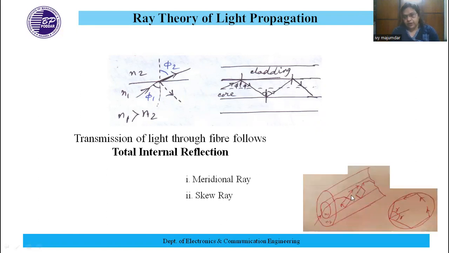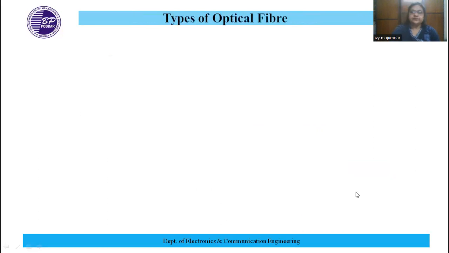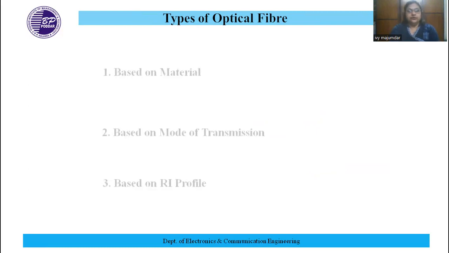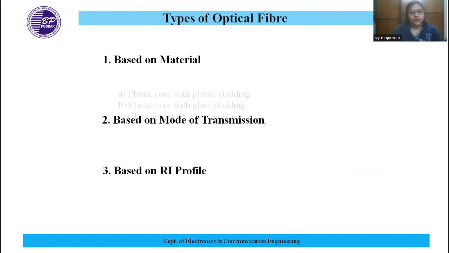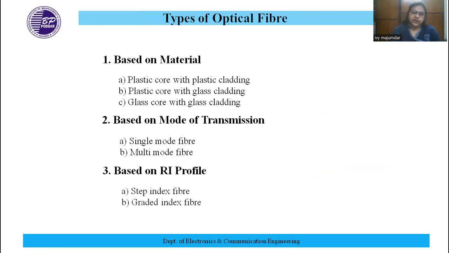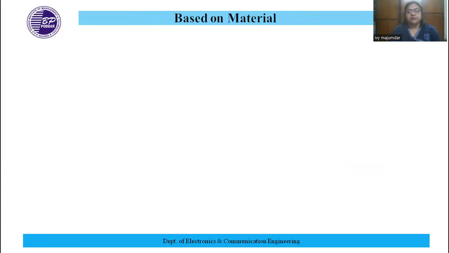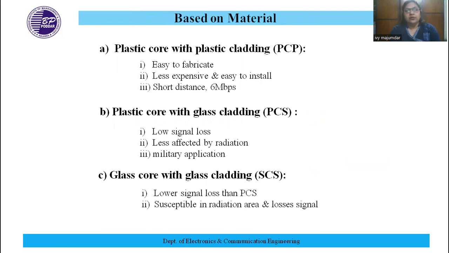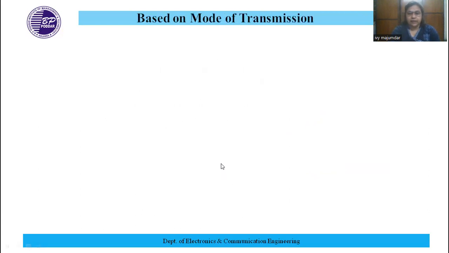So it will follow a path like this. Now, different types of fibers are there. We can divide them on the basis of material, mode of transmission, and refractive index profile. Types based on material can be of three types: plastic core with plastic cladding, plastic core with glass cladding, and glass core with glass cladding. You can see their structure, advantages, and applications.